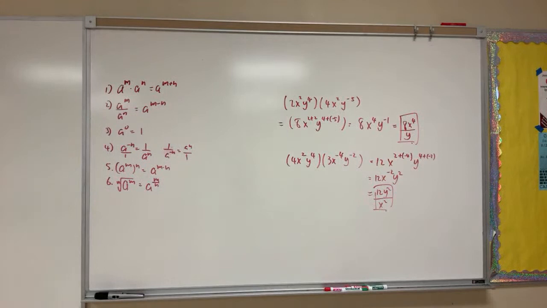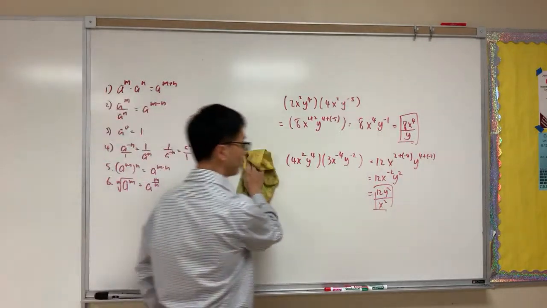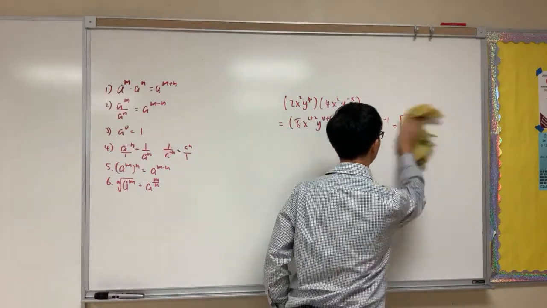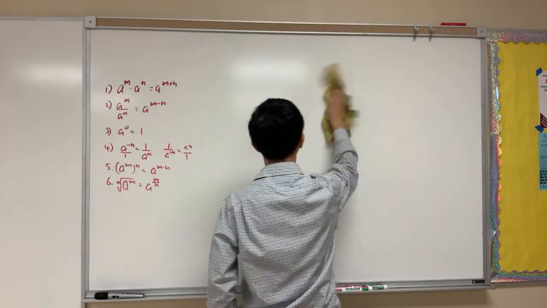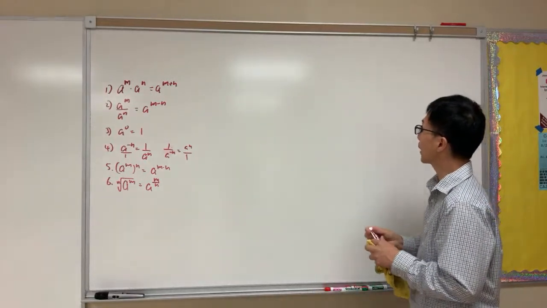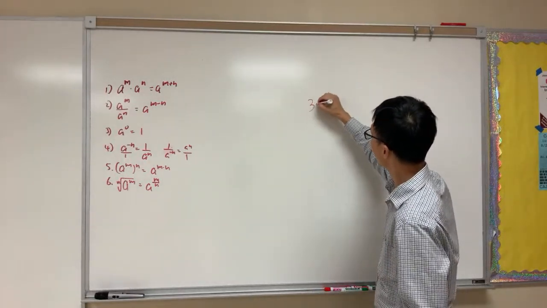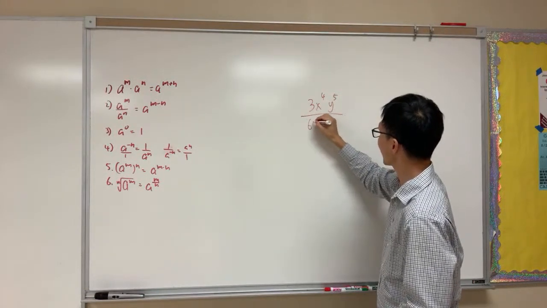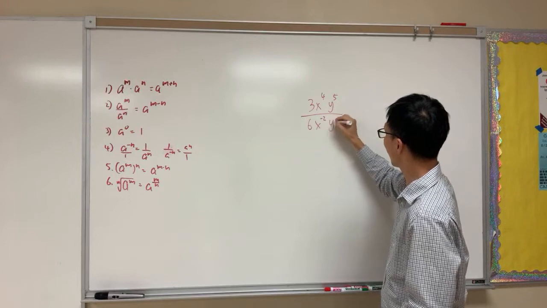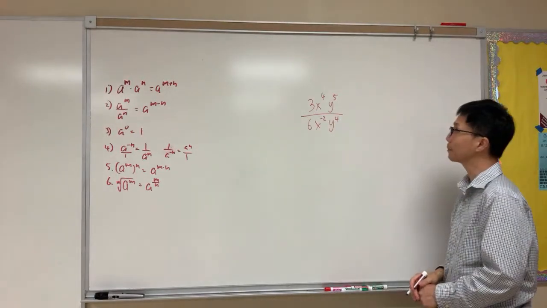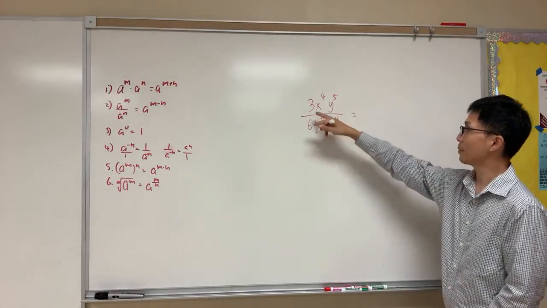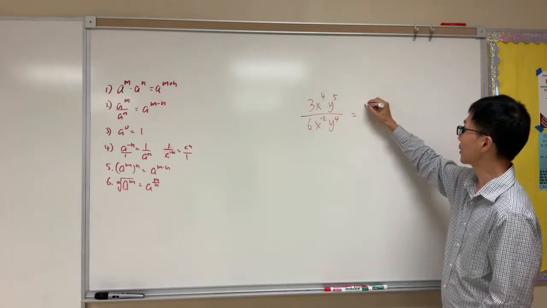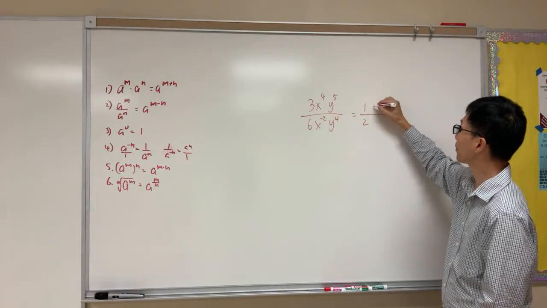Now we're going to go to the next question that deals with the quotient rule. So something like 3x to the 4th, y to the 5 over 6x to the negative 2, y to the 4th. Quotient rule just basically simplifies the numbers, 3 and 6. That's going to be 1 and 2.